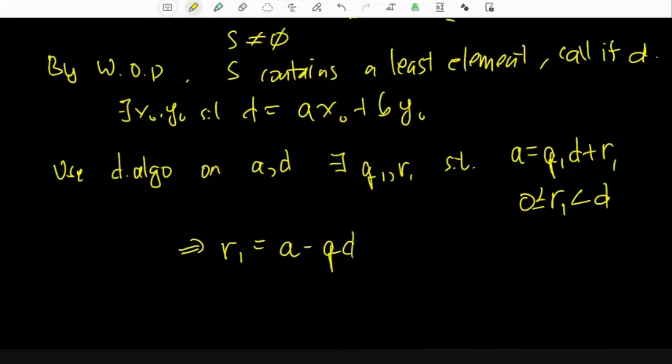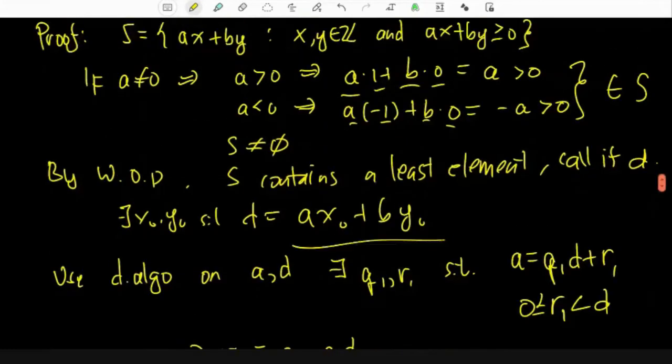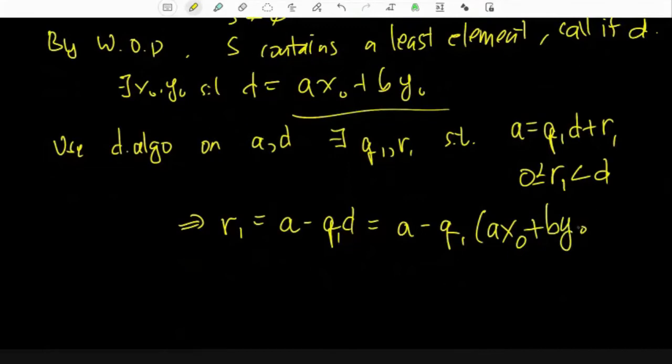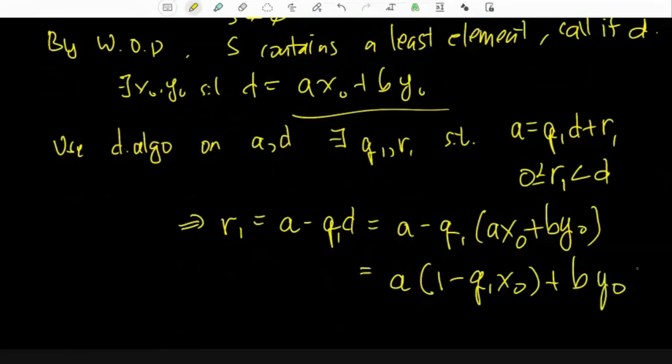Okay. Now, again, saan ba equal si D? Si D ay equal sa AX0 plus BY0. Okay. So, pag regroup natin yung expression such that magkasama yung A, so we have A times quantity 1 minus Q1 X0 plus B Y0. Tama? Finactor out ko lang yung A. So, matitira dito ay 1. Matitira dito Q1 X0.